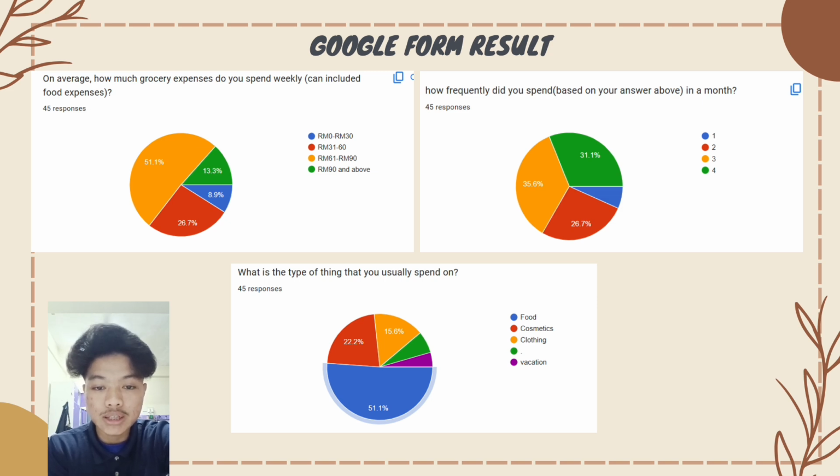And for the last question, what is the type of thing that you usually spend on? It shows people are likely to choose food, which is 51.1% from 45 responses. So that is all from me.